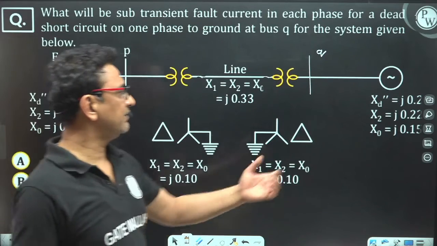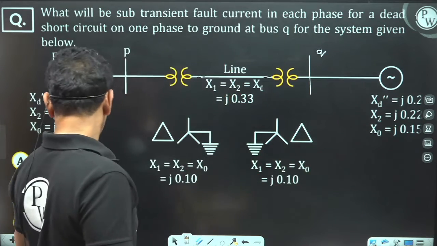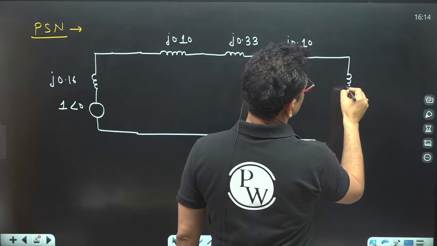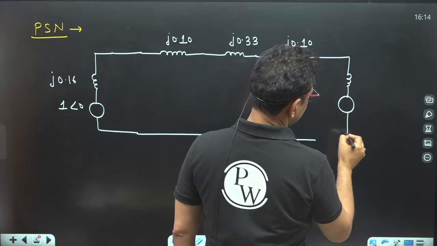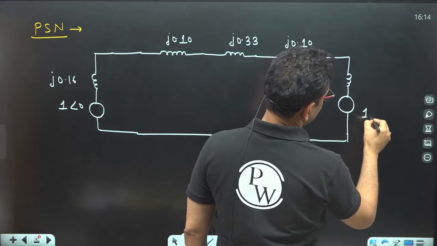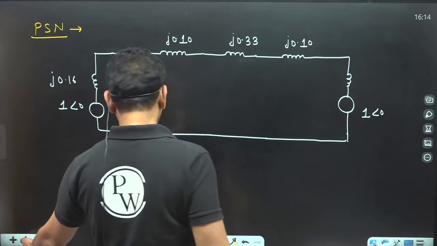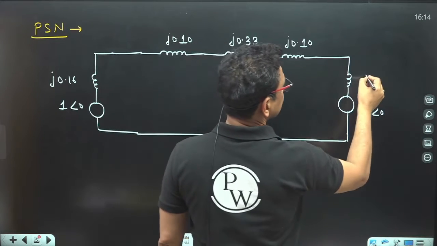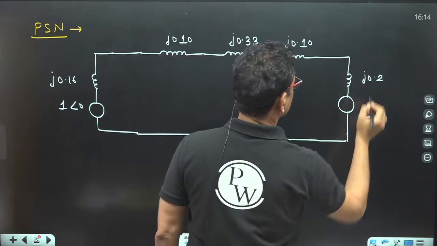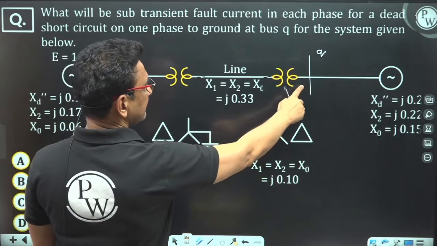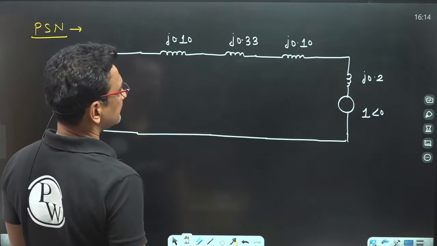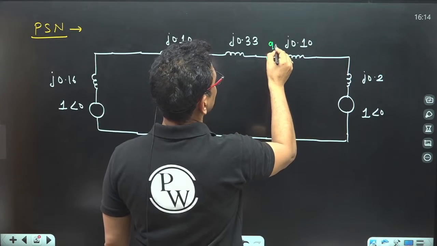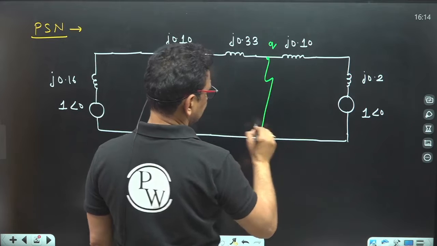Now again we have a synchronous machine. The positive sequence network is a reactance and a source, 1 angle 0 degree, and the positive sequence reactance of this is nothing but J 0.2. Now where is the Q bus located? Here, after the transformer. So I am taking the Q bus here. This is our Q bus and the fault takes place here.